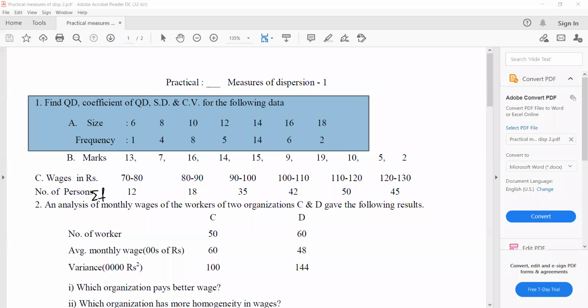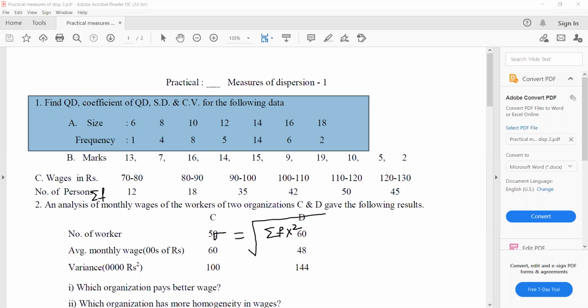So we have to compute standard deviation. Standard deviation is indicated by sigma and is given by the formula: sigma is equal to square root of sigma fx square by n minus x bar square. I'll be using the simplified formula of the standard deviation, total of fx square. When I say fx square, I mean f into square of x value.